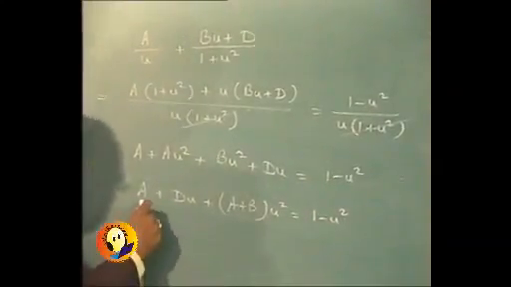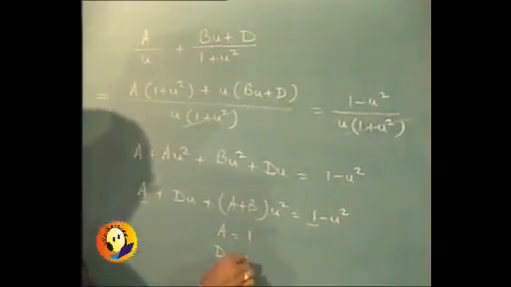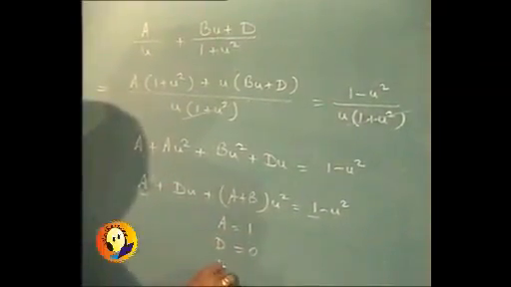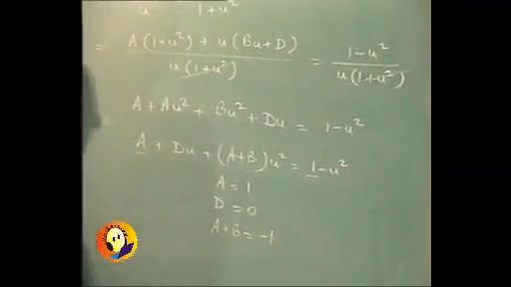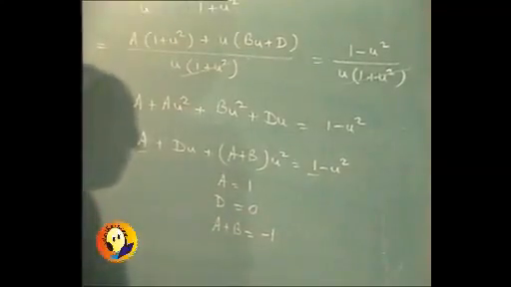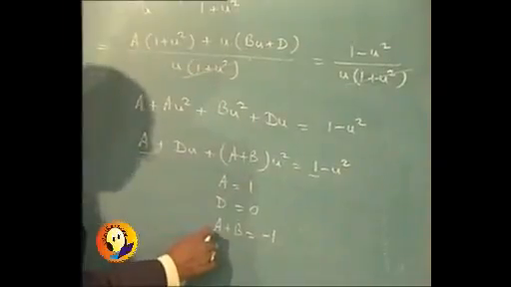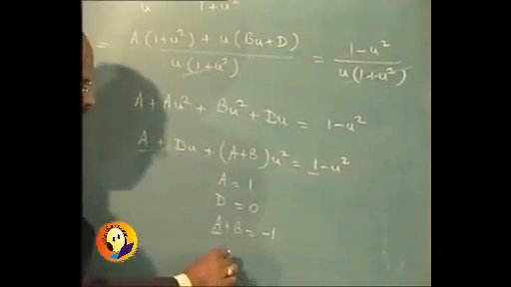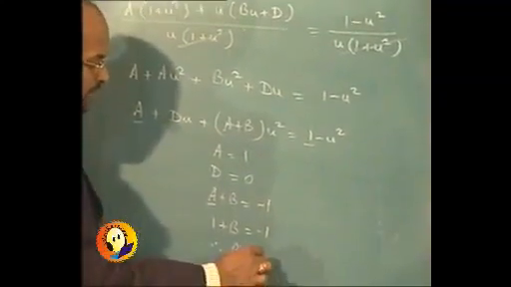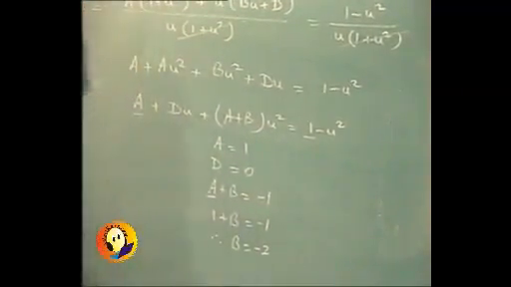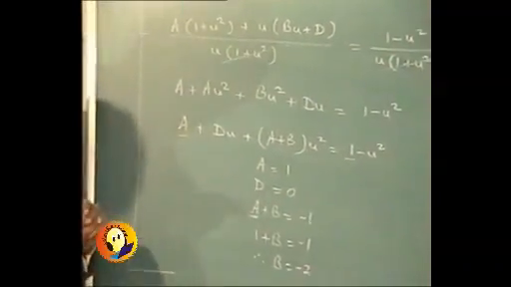Comparing, we get a equal to 1, we get d equal to 0, and we get a plus b to be equal to minus 1. Just compare the coefficients as constant, coefficient of u and coefficient of u square. But we know that a is 1, so it is 1 plus b equal to minus 1, and therefore we get b as minus 2. This is the method by which the partial fractions are to be carried out.